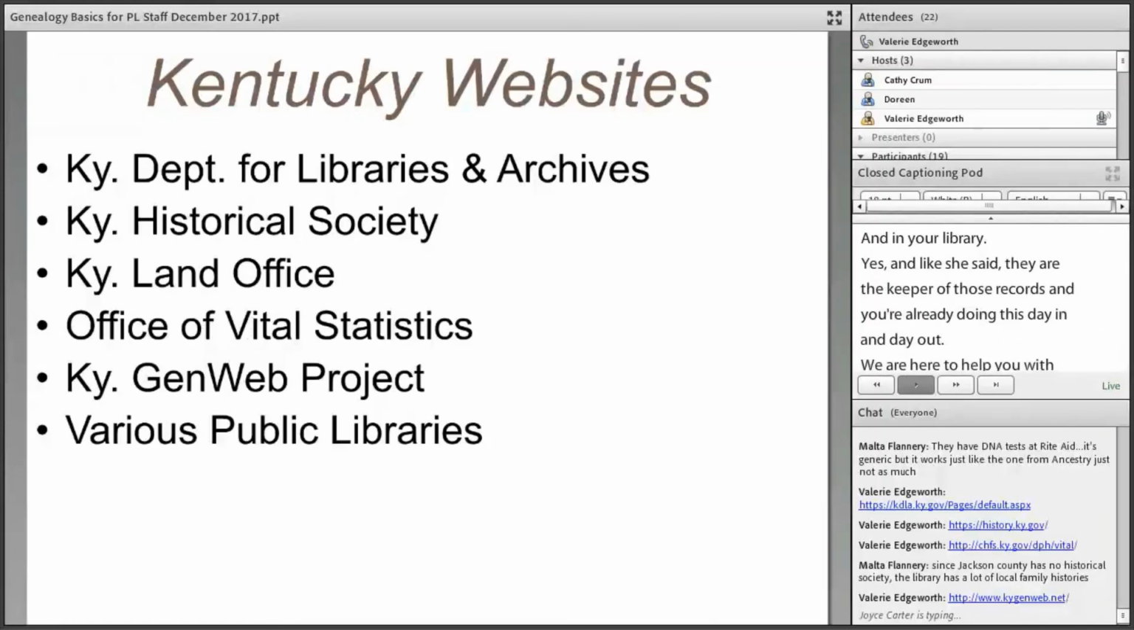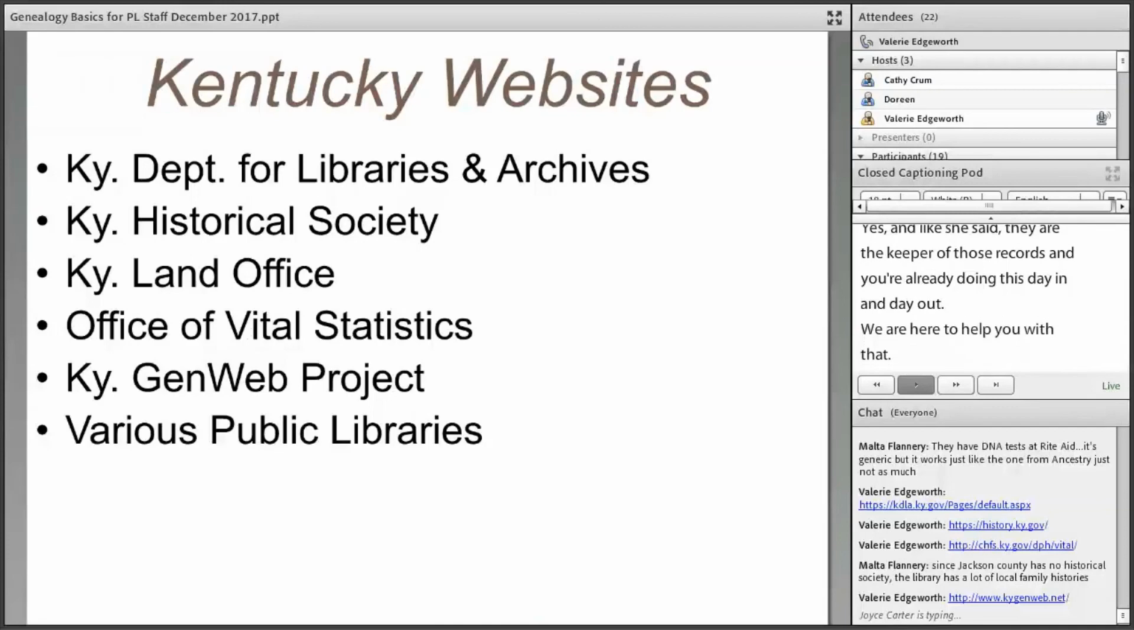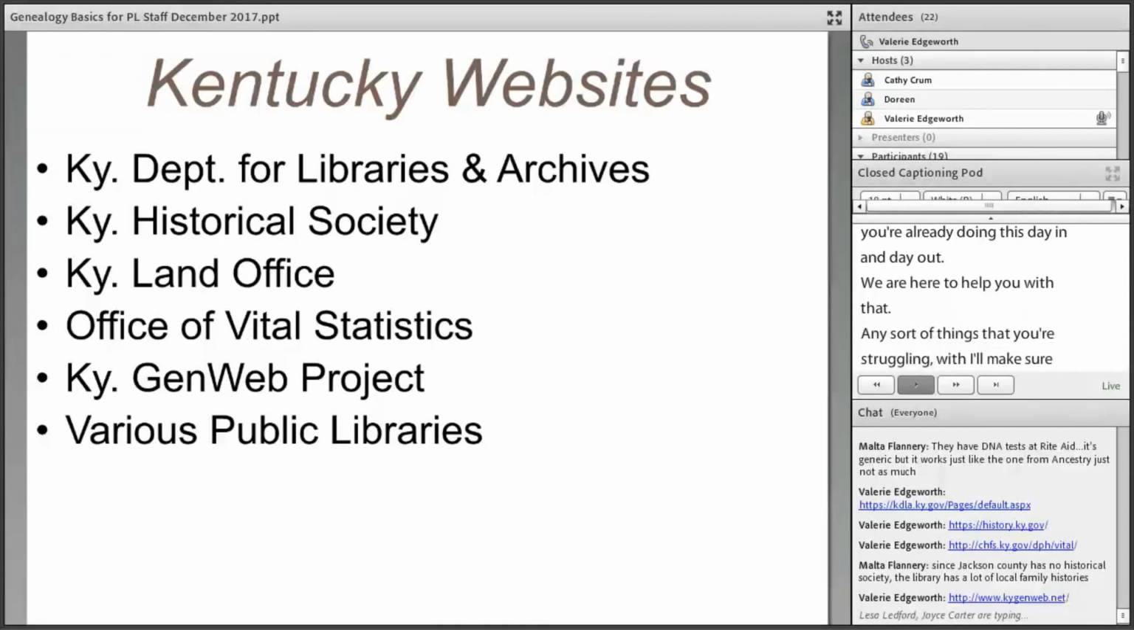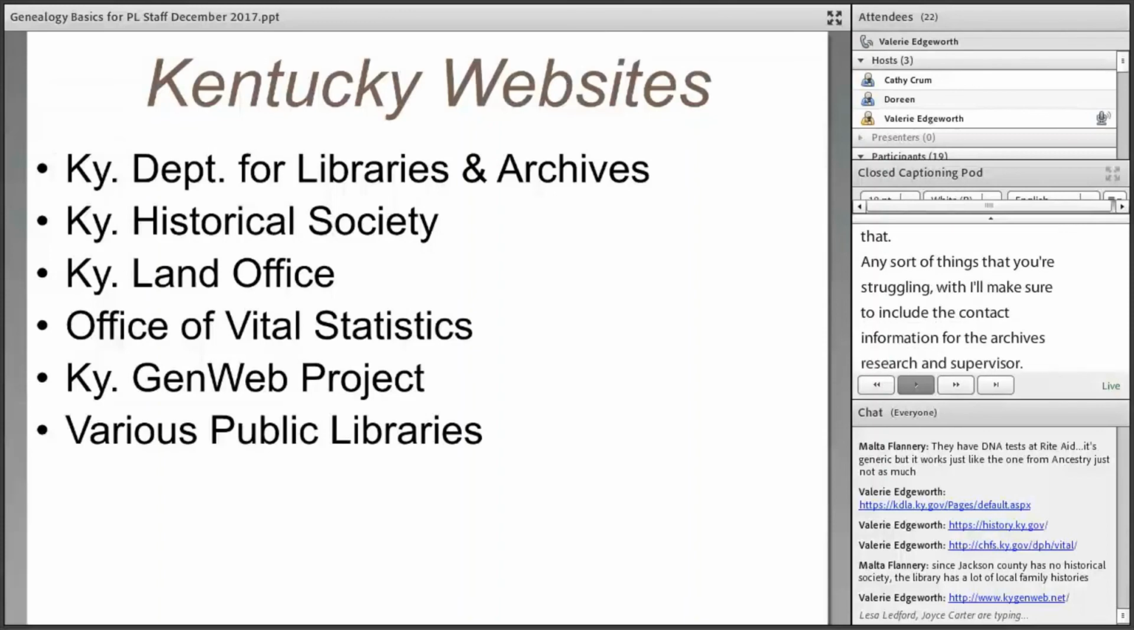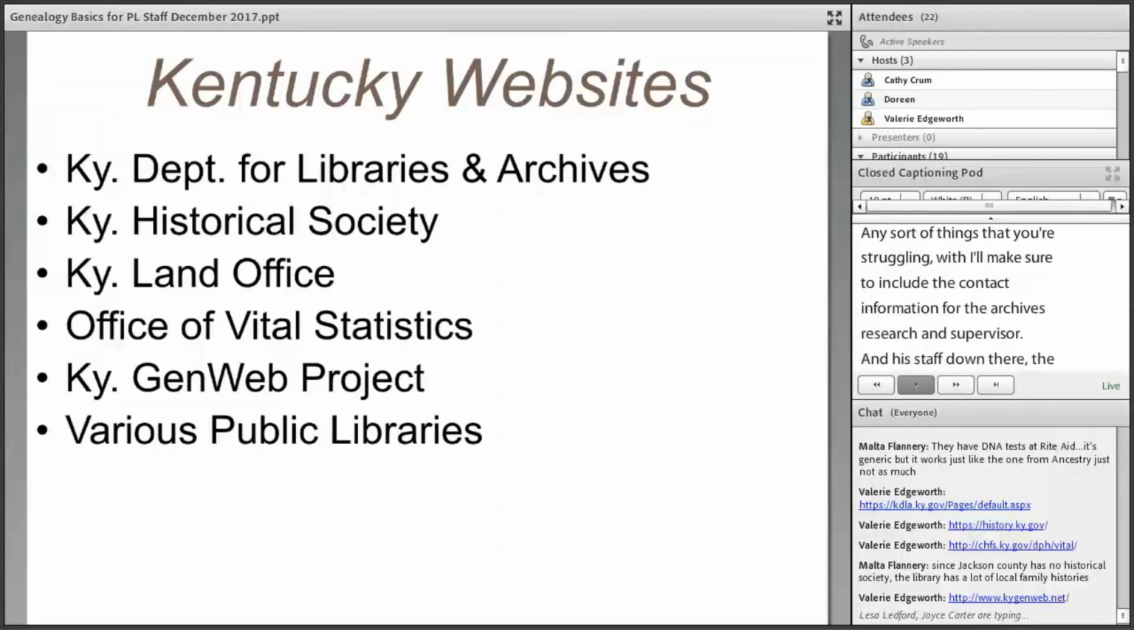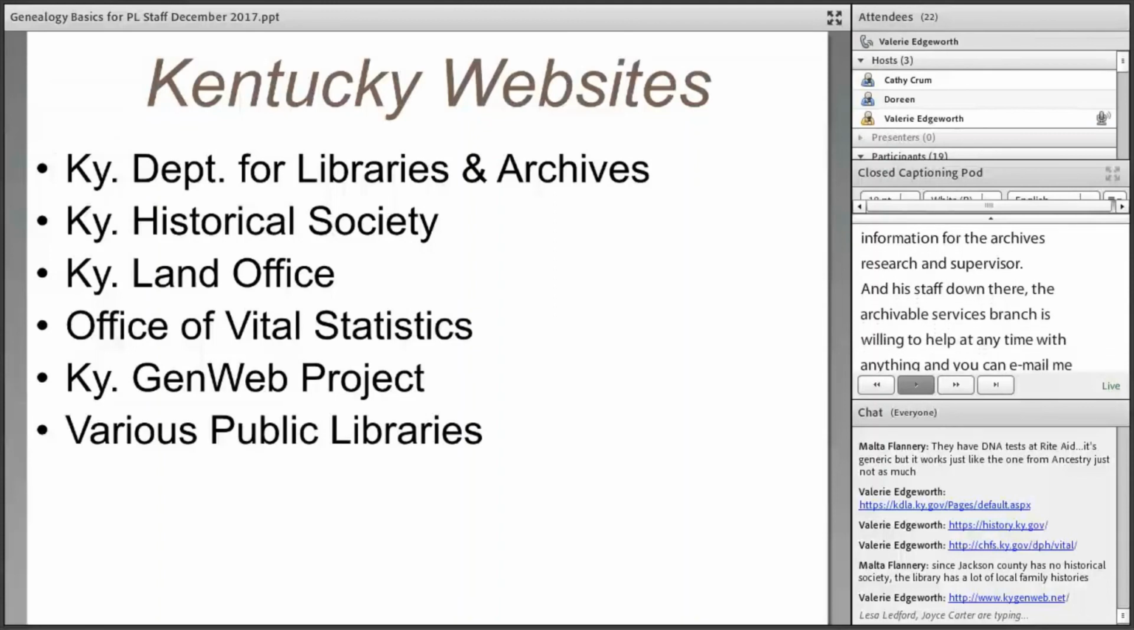Any sort of things that you're struggling with, I'll make sure to include the contact information for the Archives Research Room Supervisor, Walt Bowman, and his staff down there. The Archival Services branch is willing to help at any time with anything. And again, you can email me, and I'll make sure that they get that information as well.